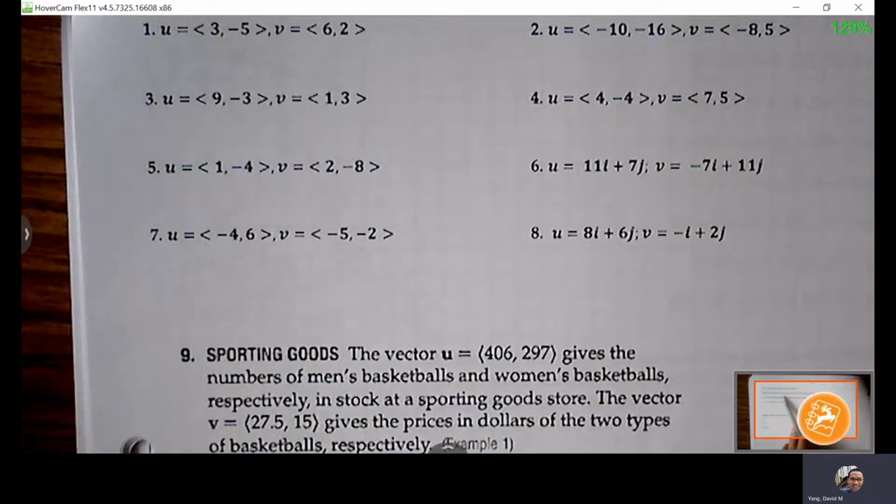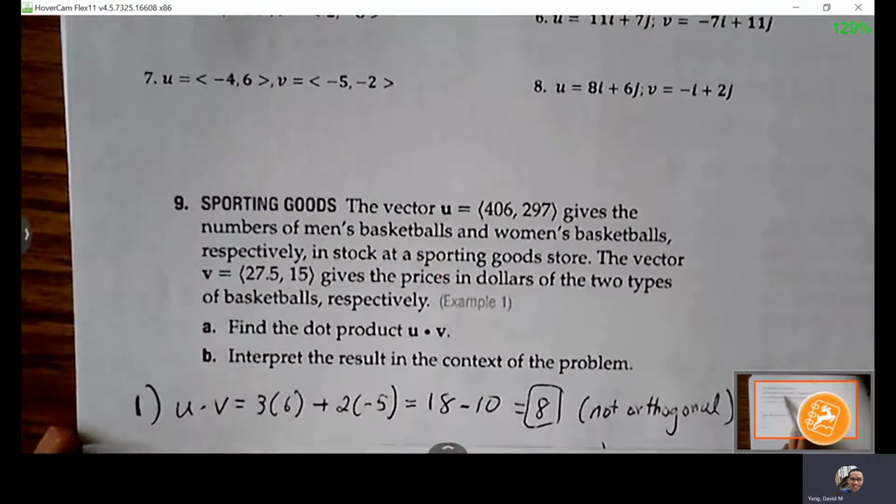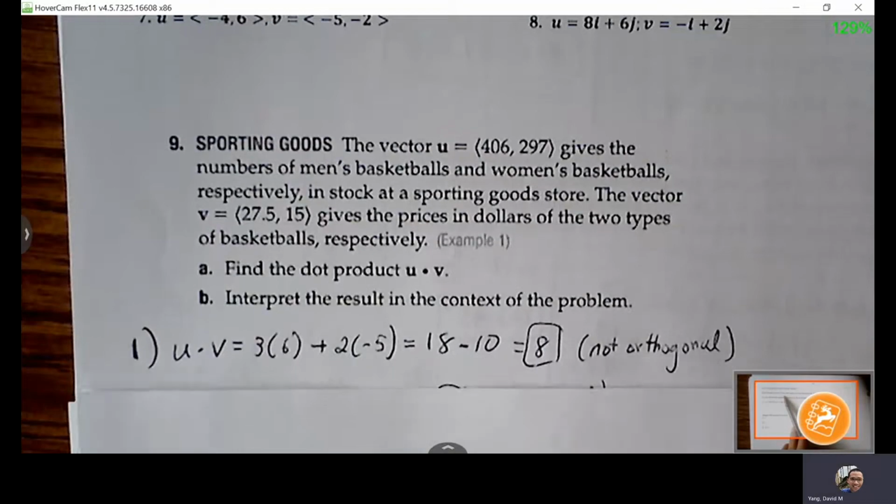Number 9 looks messy with word problems, but just do the same thing that you did for 1, 3, 5, 7. Multiply the horizontal components together, multiply the vertical components together, and then add the results. So page 17, try number 1. You also want to state whether it's orthogonal or not, meaning whether the vectors are perpendicular to each other. If you get a number other than 0, then it's not perpendicular, so just say not orthogonal.